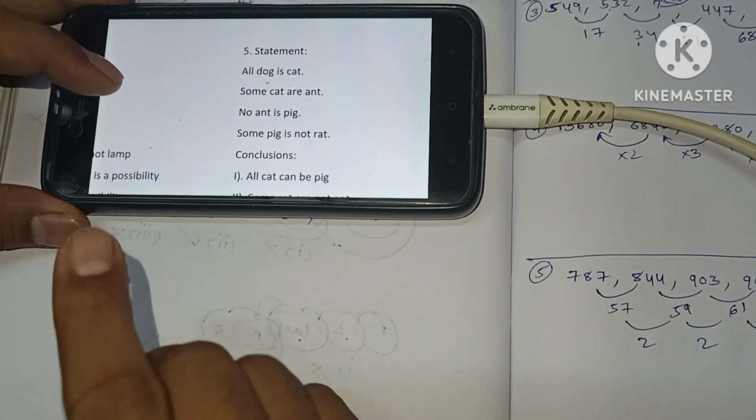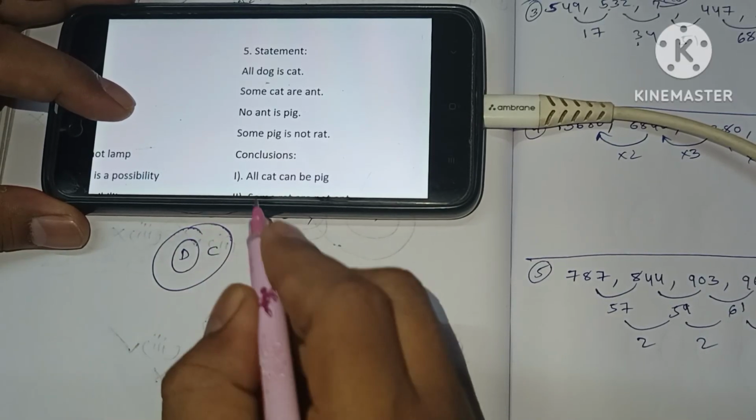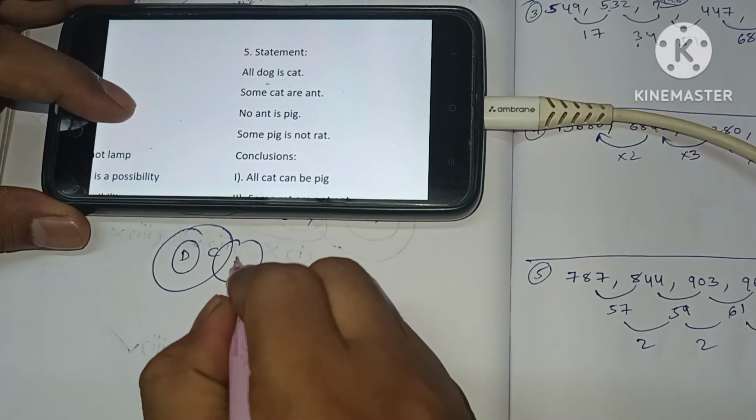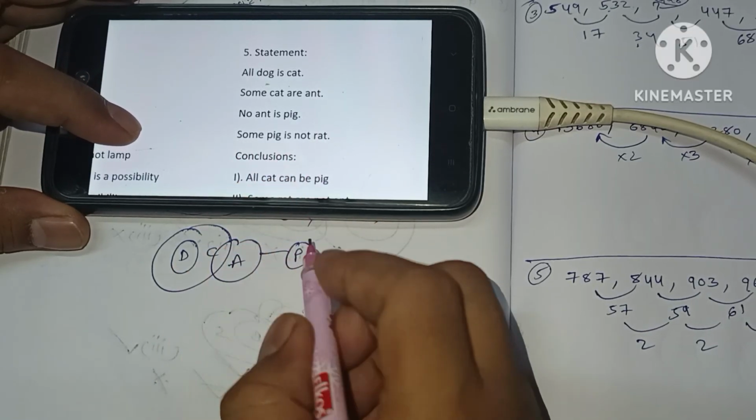Now fifth question, all dog is cat. Some cat are ant. No ant is pig. Let's, some pig is not rat.